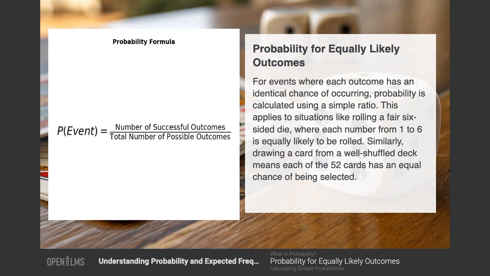Probability for equally likely outcomes. For events where each outcome has an identical chance of occurring, probability is calculated using a simple ratio. This applies to situations like rolling a fair six-sided die, where each number from 1 to 6 is equally likely to be rolled. Similarly, drawing a card from a well-shuffled deck means each of the 52 cards has an equal chance of being selected.